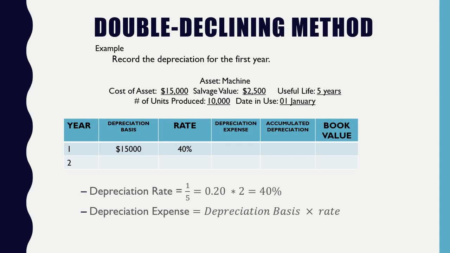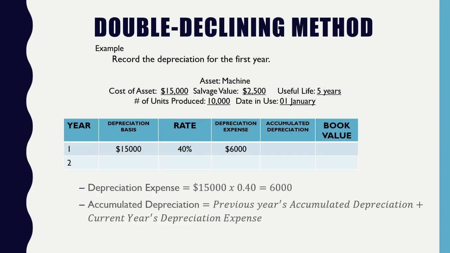Now, again, that's not what I want to do because I don't want to confuse or do any extra calculation. So I'm going to take my rate, convert it to a decimal, 0.4, and multiply it by my depreciation basis. That tells me that 40% of 15,000 is $6,000. That's my depreciation expense.